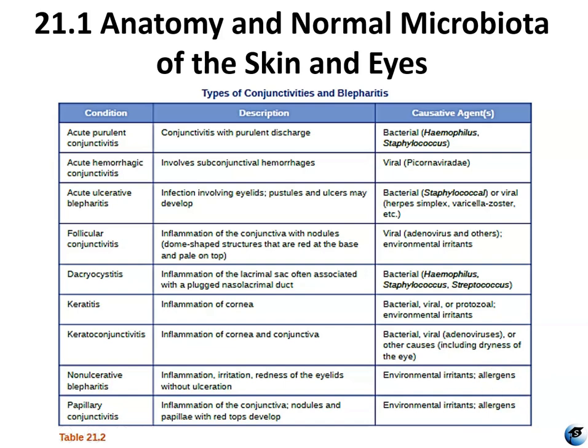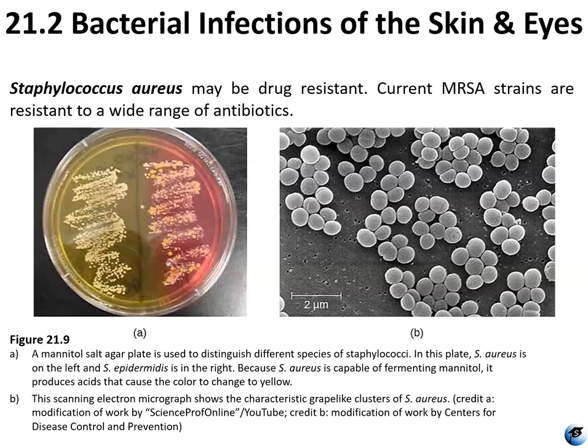It can be caused just by allergens. Staphylococcus aureus is a very, very common cause of staph infections of both the skin and the eye. And a really concerning characteristic of Staphylococcus aureus is that you can have methicillin-resistant Staphylococcus aureus. That's your MRSA.